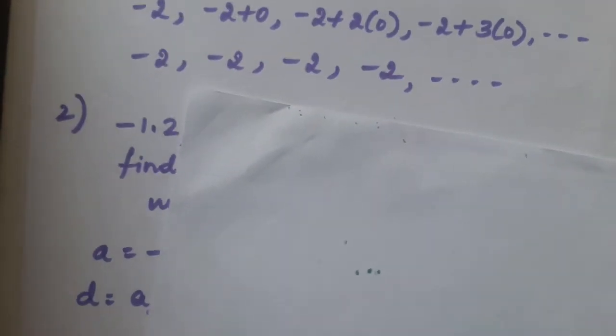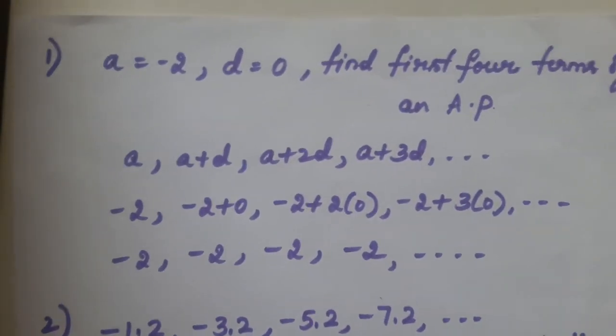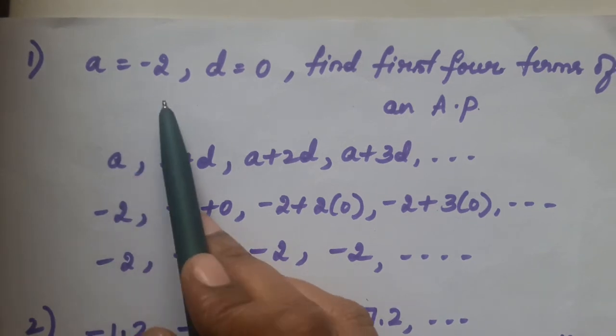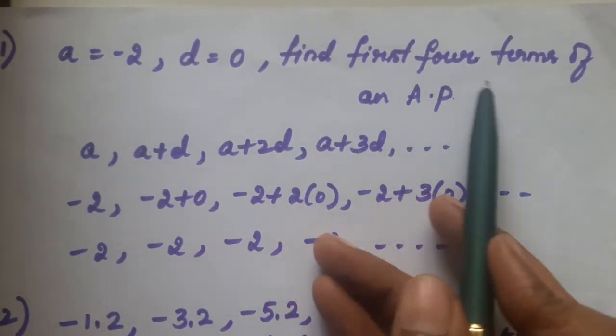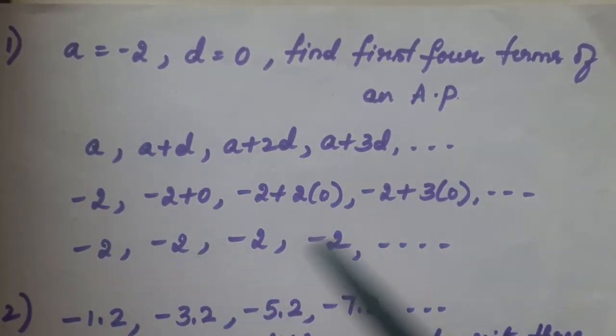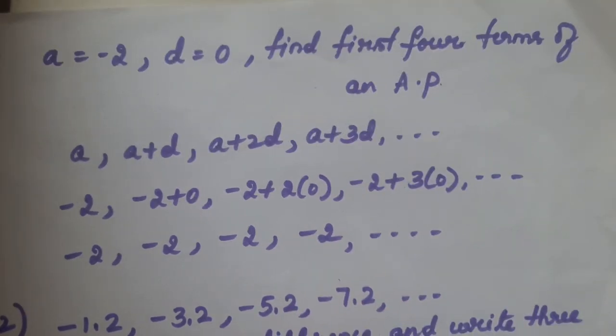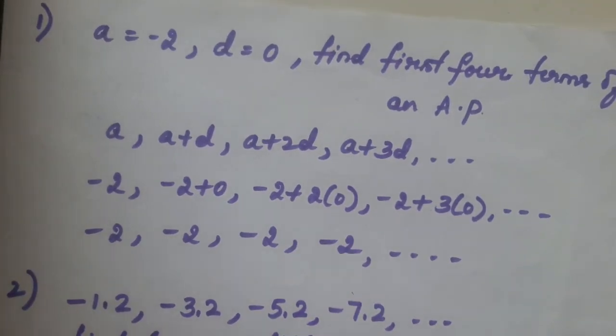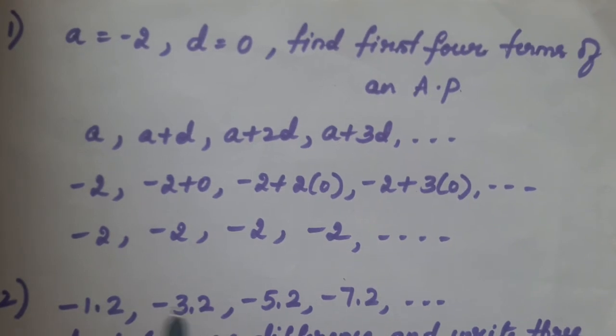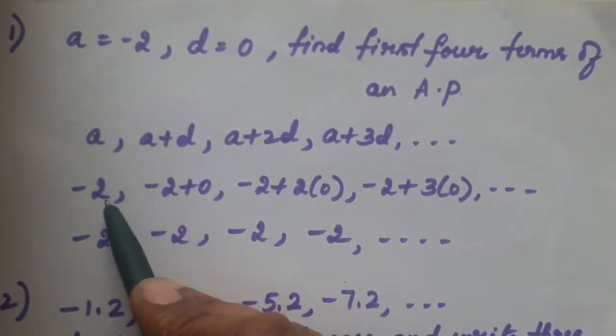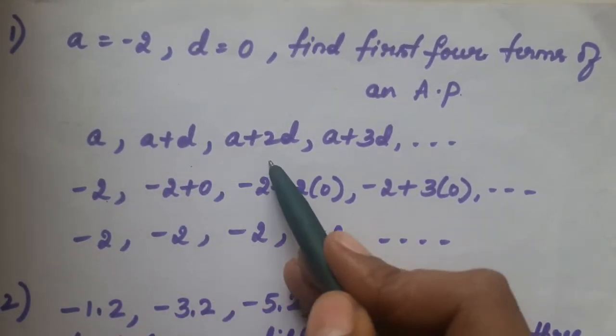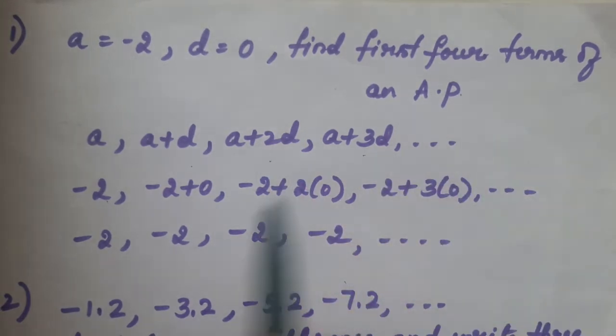Yes, next, if I am taking one more example here, A is equal to minus 2 and D is equal to 0. Find the first 4 terms of an AP. A and D have been given. We have to find the first 4 terms. Already you know how to find this. Here the first term A, A plus D, A plus 2D, A plus 3D, we know the general form.